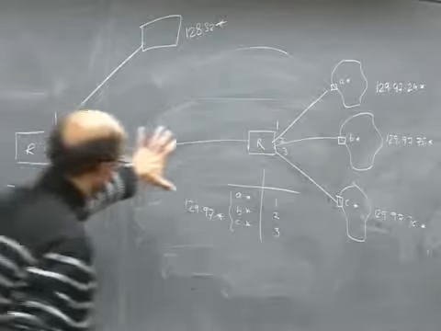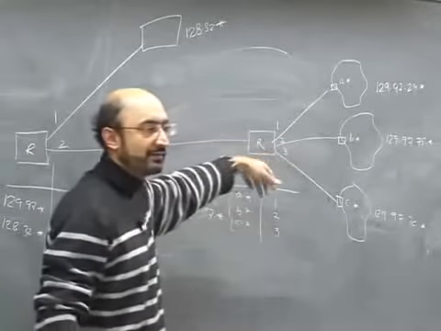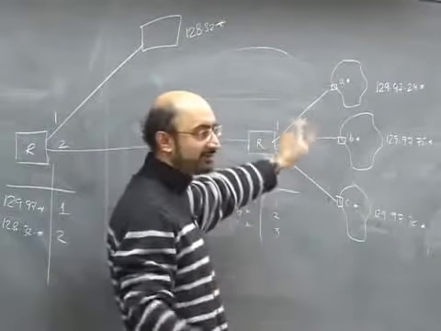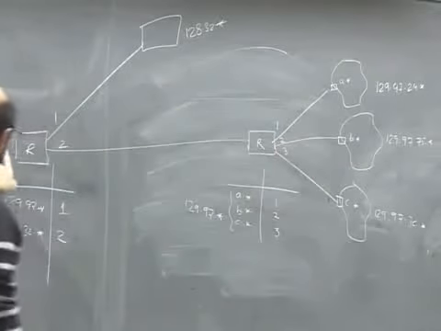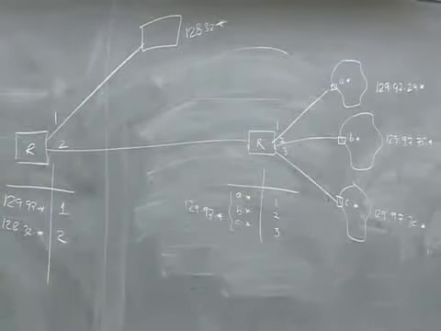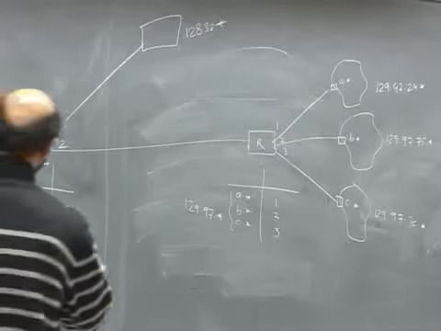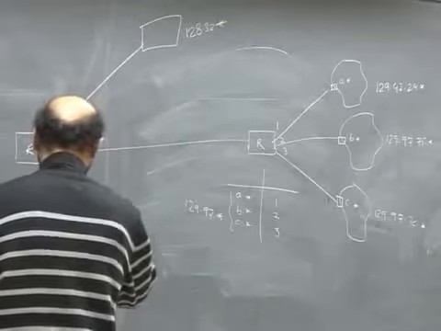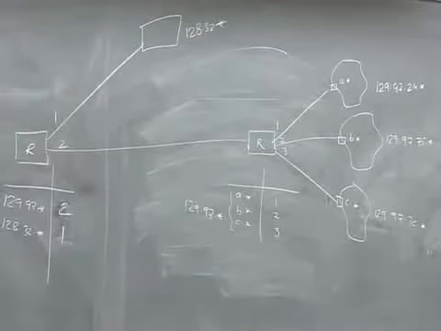So 129.97 is Waterloo. Inside it we have tens of thousands of addresses, but this router needs only one entry over here to get there. Yeah, it should be 2 and 1.